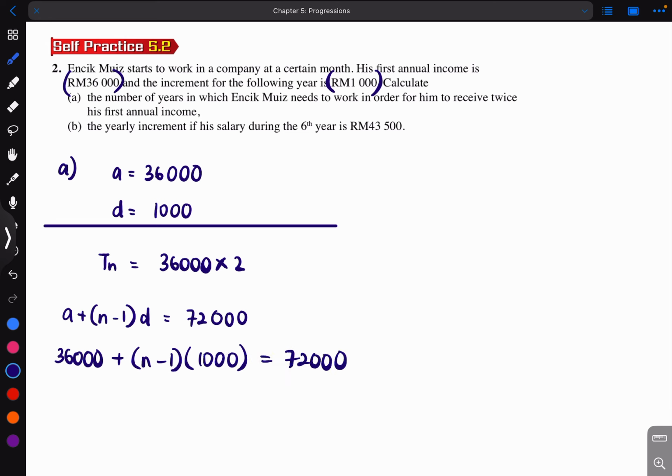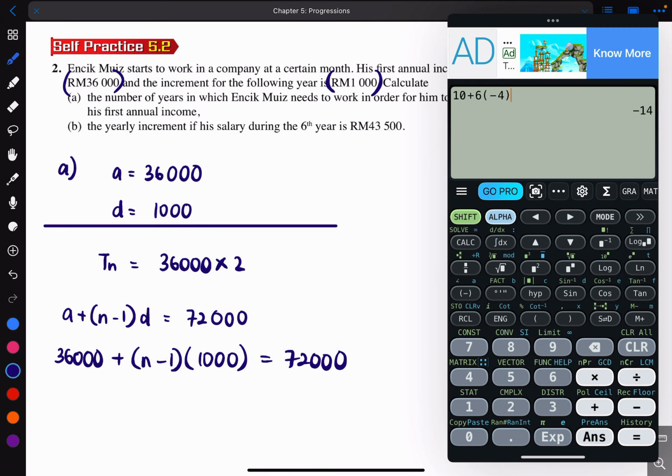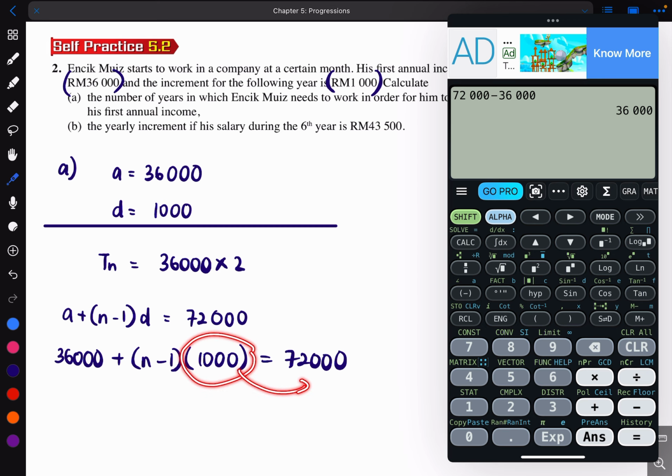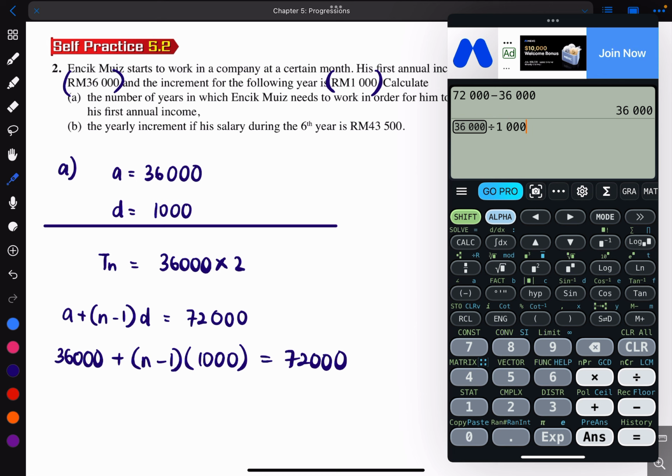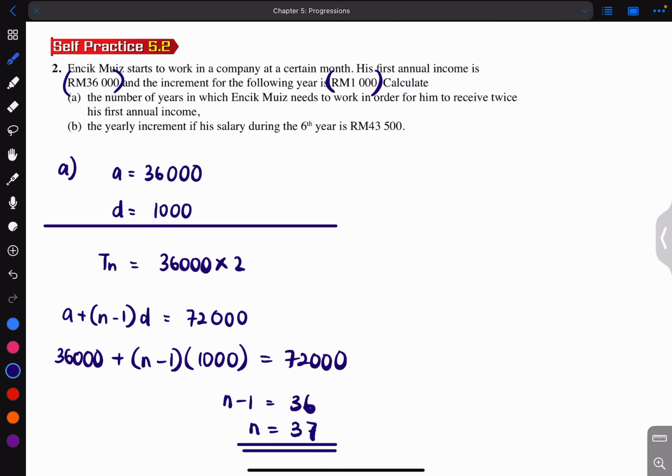So from here, 72,000 we can minus off 36,000, which is 36,000. And then we bring the 1,000 over here, it becomes divide. So this one divide by 1,000, we get 36. So we can say N minus 1 is 36. Therefore, N is 37. N will be 36 plus 1. So after working 37 years, his salary will double.